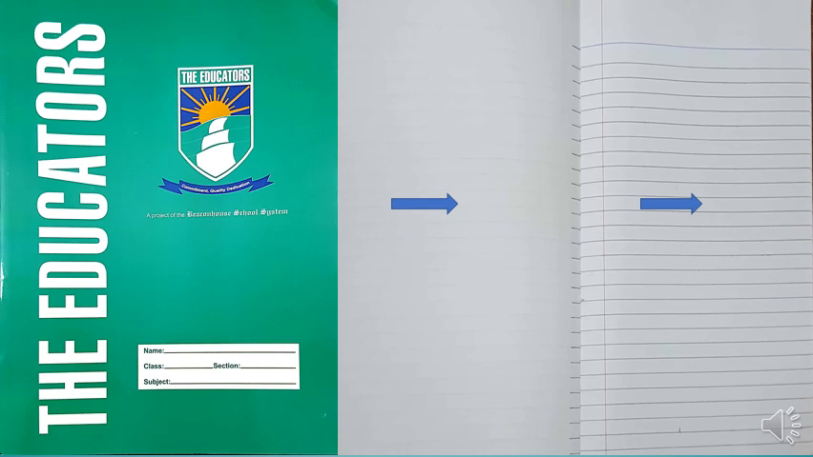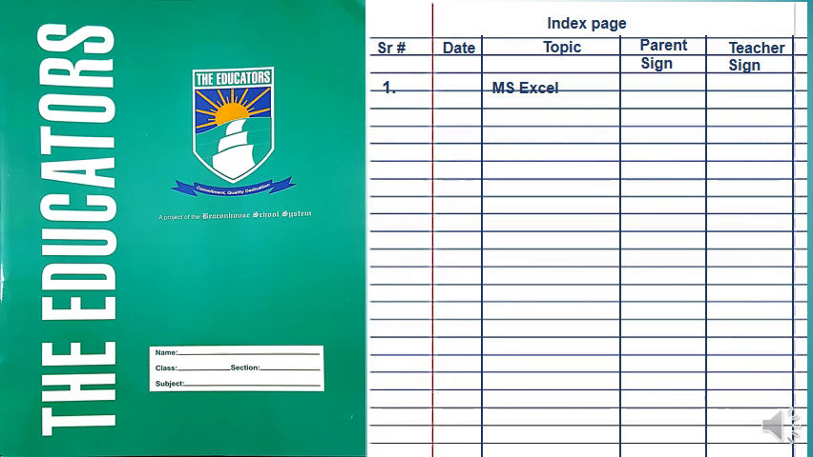Okay, so dear students, please open your computer notebooks. Here you can see one side of the notebook is blank and on the other side you have to write down your online classwork. So please open your notebooks. Dear students, please open your index page and prepare your index page like this. First of all, you will write serial number, then date, and after that you will write topic.